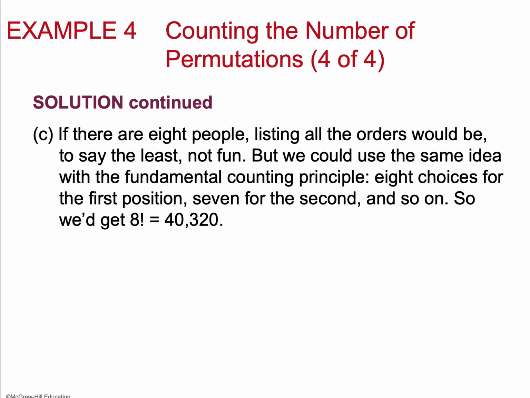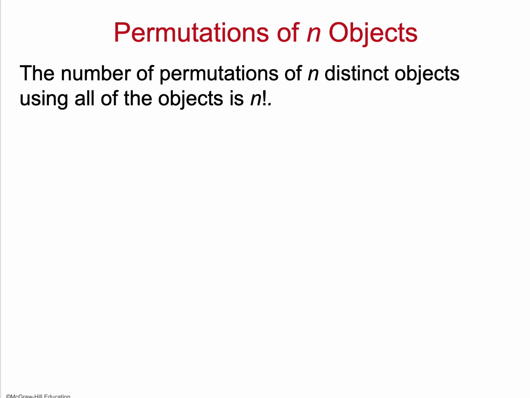And it's very critical that you use it and you understand it so that you can save yourself a lot of time and grief. So if I want to make a conclusion here, I can say the number of ways I can arrange something is going to be the number of slots I have factorial.